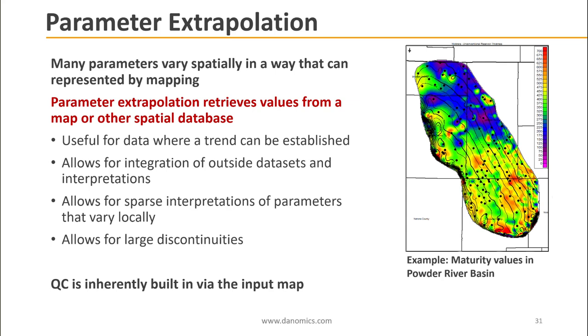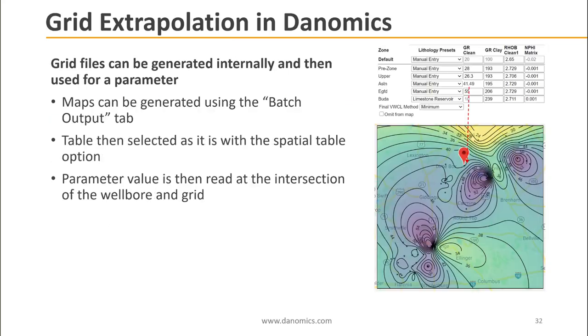We can make a sparse interpretation to generate the map. The map inherently has QC built into it. I can look at this map and tell you, no matter where the well is, what that parameter value will be. So that is parameter extrapolation, and that's one way to spatially vary properties well by well, zone by zone.